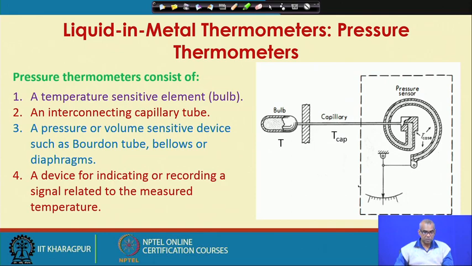So, pressure thermometers or liquid in metal thermometers consist of a temperature sensitive bulb, this is the sensitive element, an interconnecting capillary tube, a pressure or volume sensitive device such as Bourdon tube, bellows or diaphragms, and a device for indicating or recording a signal related to the measured temperature.